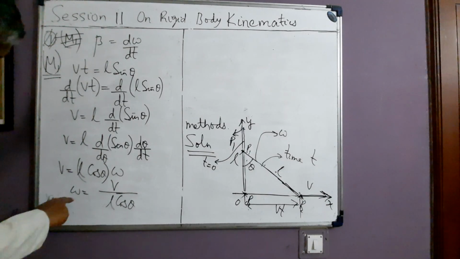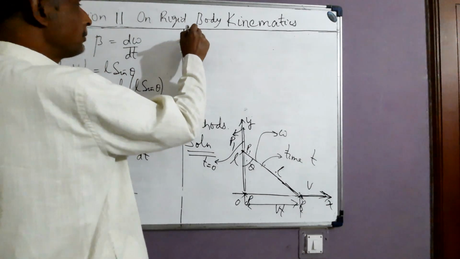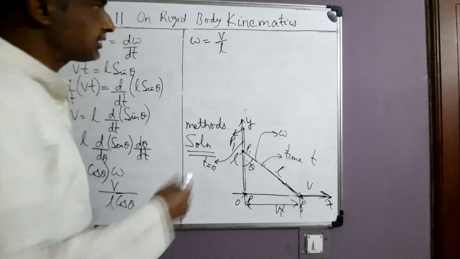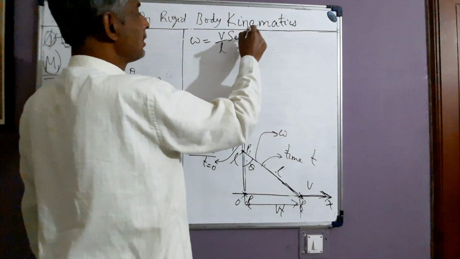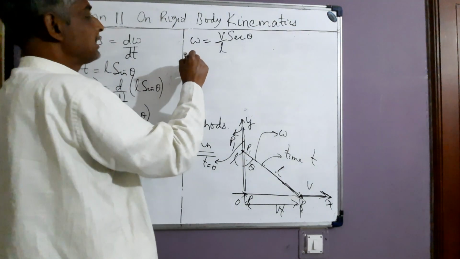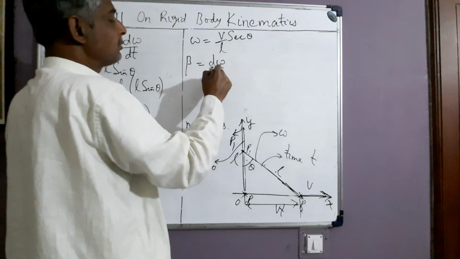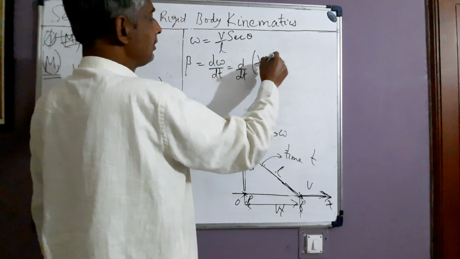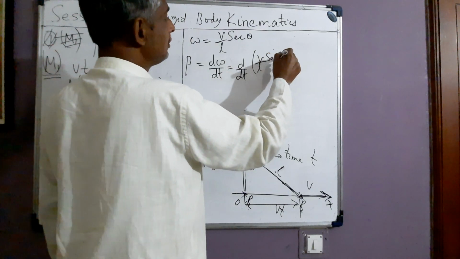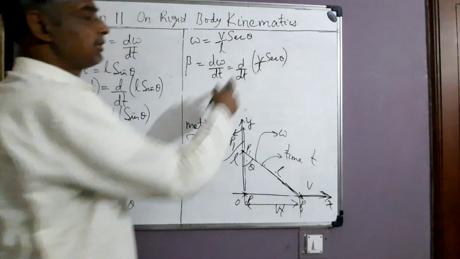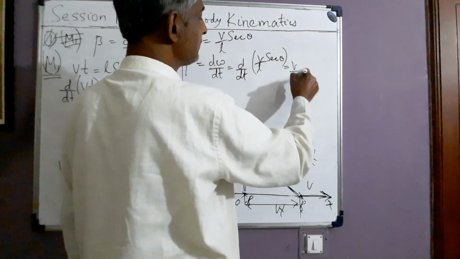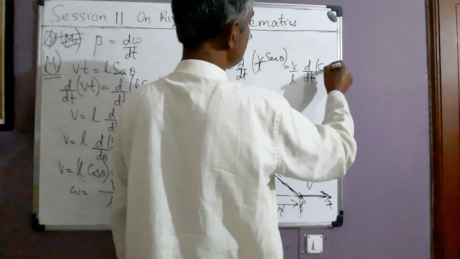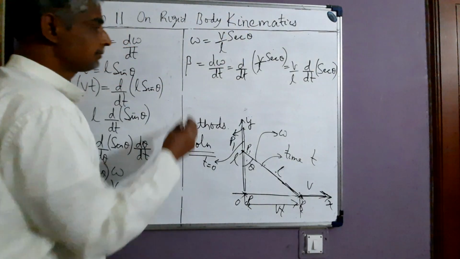Now I differentiate this with respect to time again. So omega becomes V by L, 1 by cos theta is simply sec theta. So beta is equal to d omega by dt, which becomes d by dt of V by L into sec theta. Now V by L is constant, that comes outside the differentiation. And this becomes V by L into d by dt of sec theta.